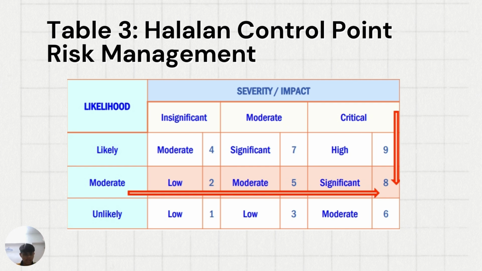But the thing that happens in the process is critical. So we take it from moderate and move it under critical. So we get significant. What is significant? Significant is number 8. What is number 8? Right. Let me make it simple. For the numbers 7, 8, and 9, we can label it as halal control point, which can make the thing go haram. It is the control point.